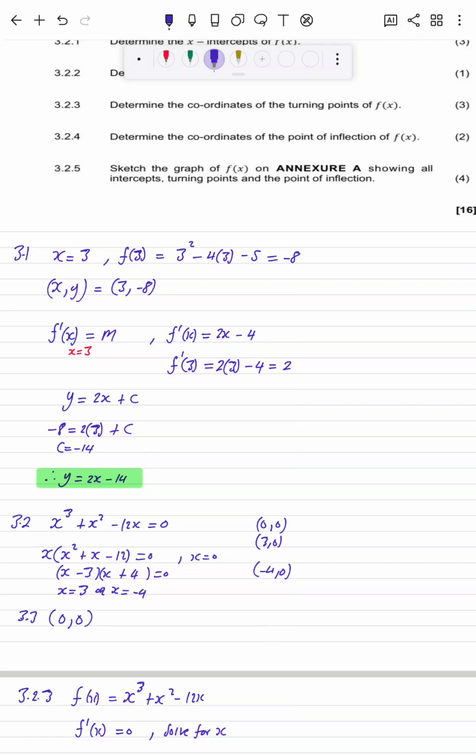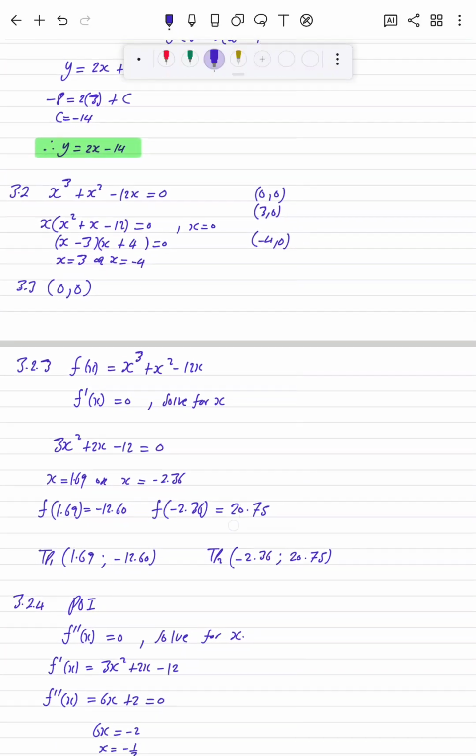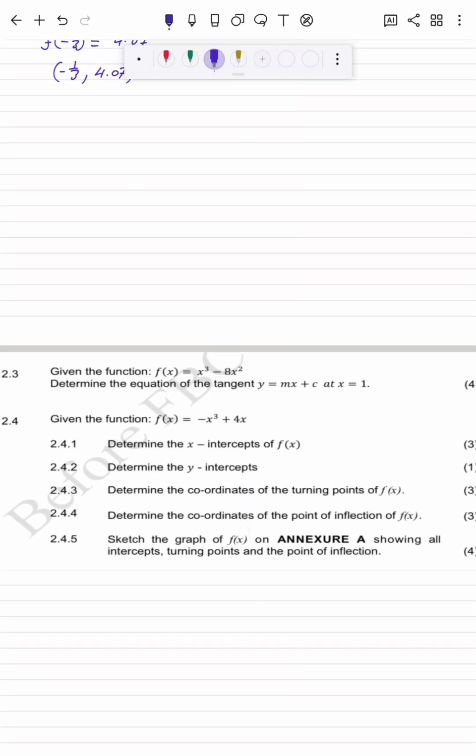And then 3.2.5, I will show you clearly how to sketch cubic functions. For now, I wanted us to attend to the actual applications of derivatives to the functions themselves. So let's carry on to the next question.